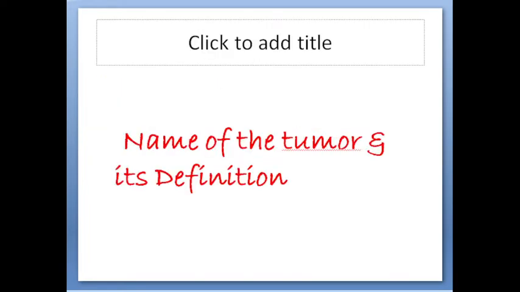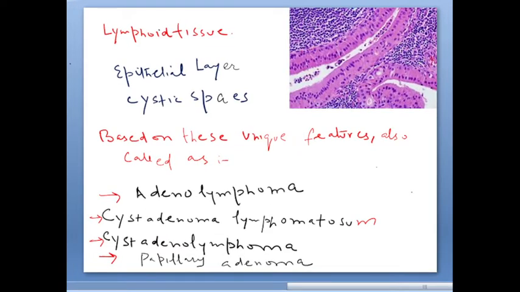Going by the name of the tumor and its definition, there are some unique features of these swellings. Number one, histopathologically, they contain lymphoid tissue. Number two, they have got a prominent epithelial cell layer. Number three, these have got cystic spaces.